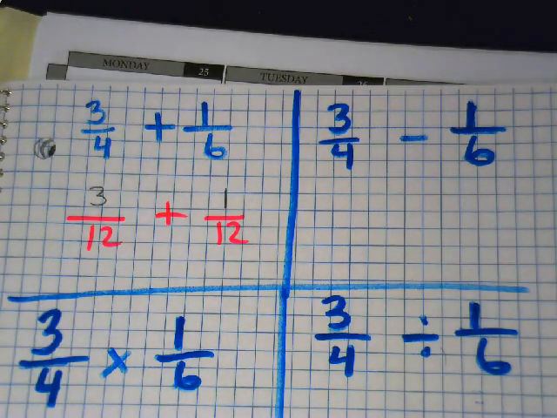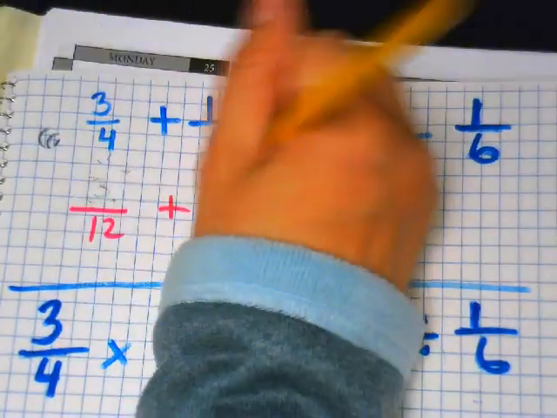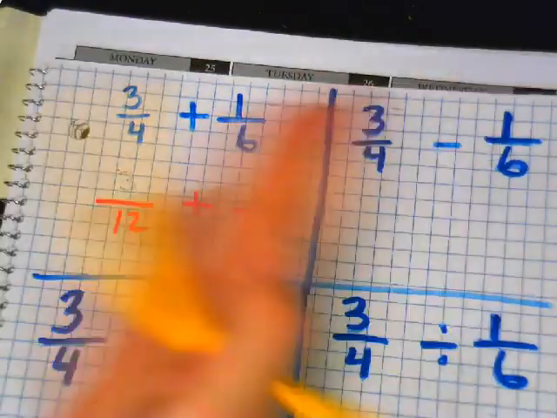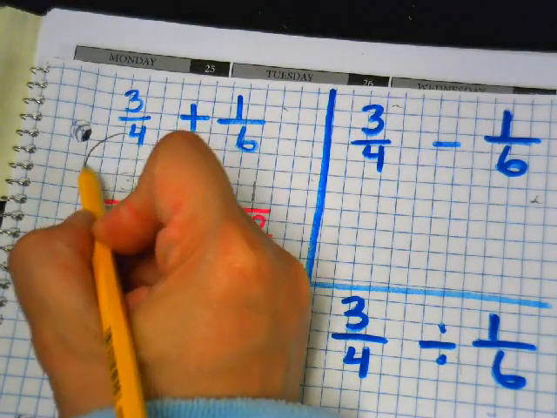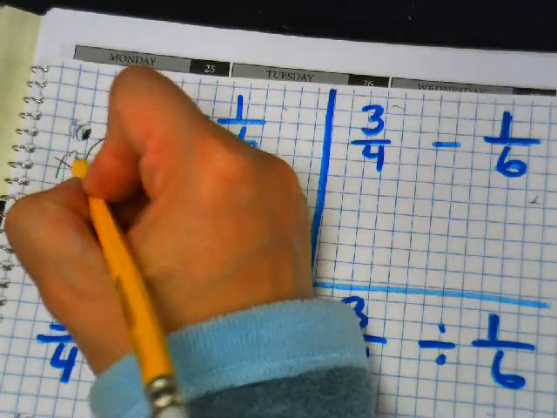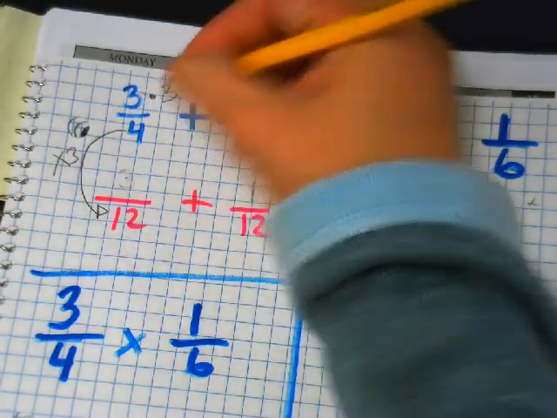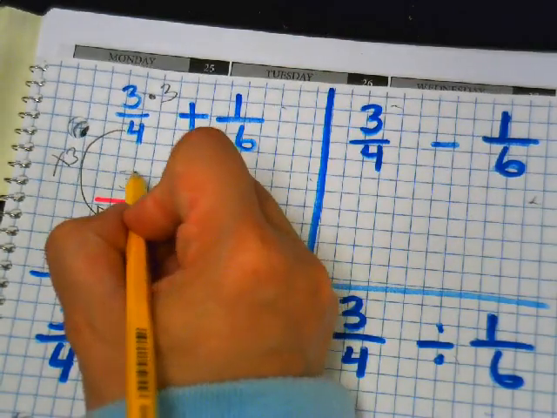That's where in 6th grade you did the giant ones. This is the giant one situation. So you ask yourself, what did I multiply 4 by to get to 12? 3. So I multiplied by 3. So guess what I have to do to the 3? Multiply by 3. So what does this turn into? A 9.